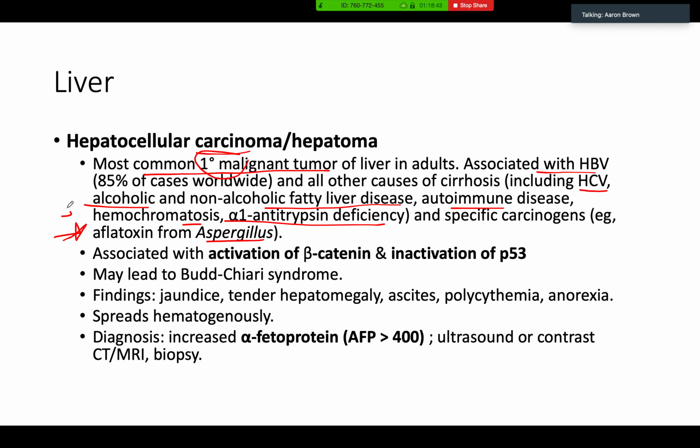So I'm putting 2 stars here. 1 for all of these other random things, autoimmune disease, hemochromatosis, and alpha-1 antitrypsin, and the aflatoxin. They really want you to know this. I think I had a question on aflatoxin on my step 1, so definitely know that one.